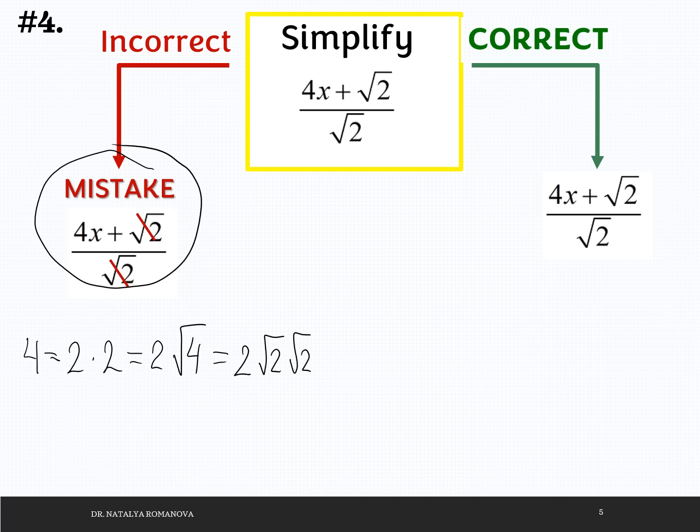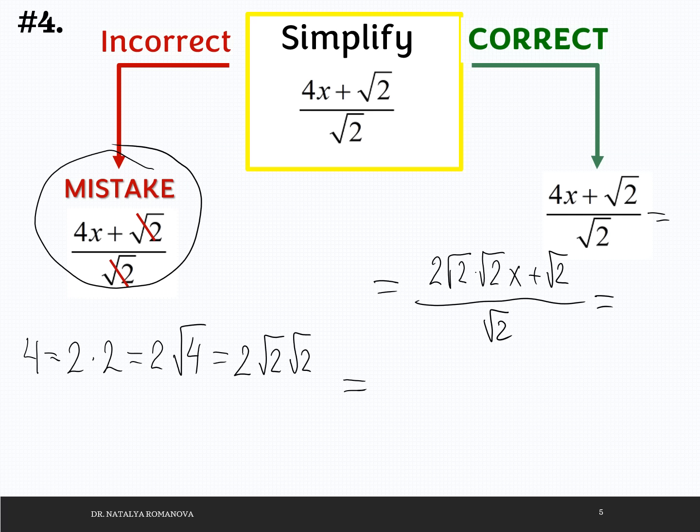Now we go to our example. So we remember our golden rule. We have to factor the numerator and denominator. What is 4x? 4x we can write as 2 square root of 2 times square root of 2 x, plus square root of 2, over square root of 2.